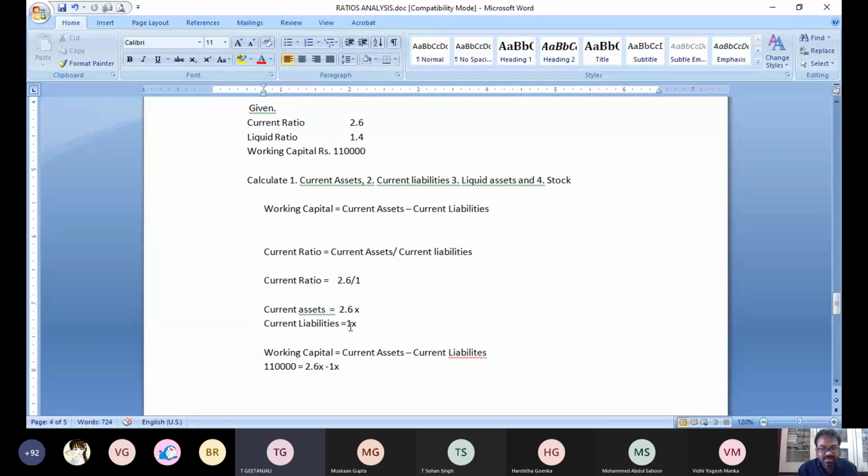Current liability, 1x. So 1,10,000 is equal to 2.6x minus 1x, which is 1.6x. X is equal to 1,10,000 divided by 1.6. So therefore, x is equal to 68,750.